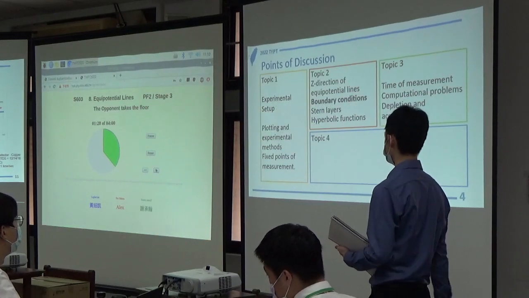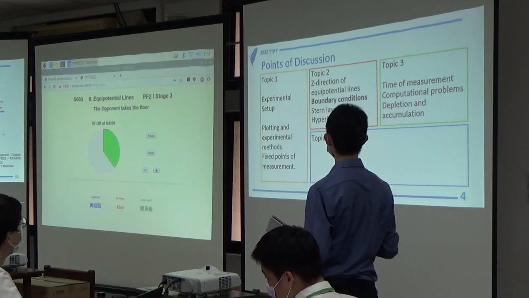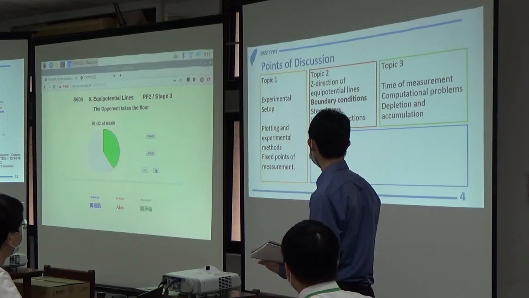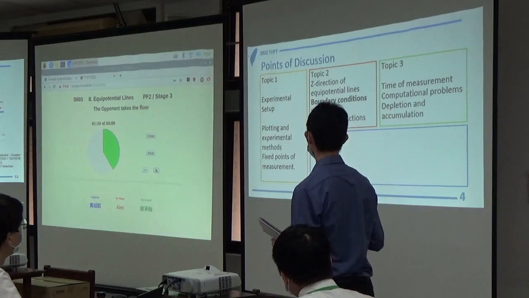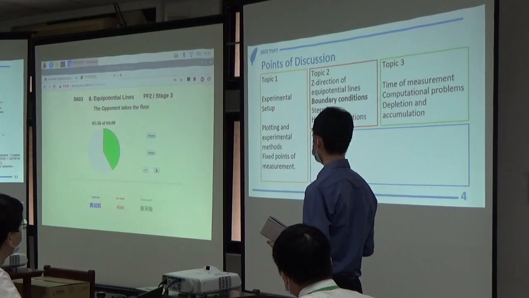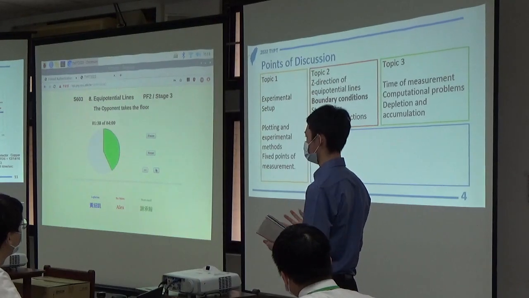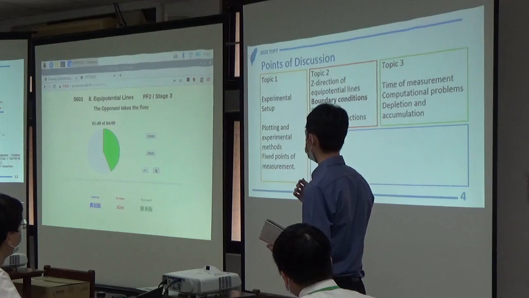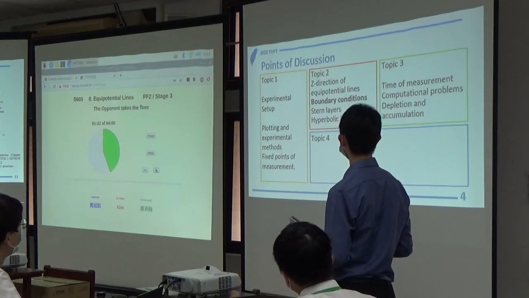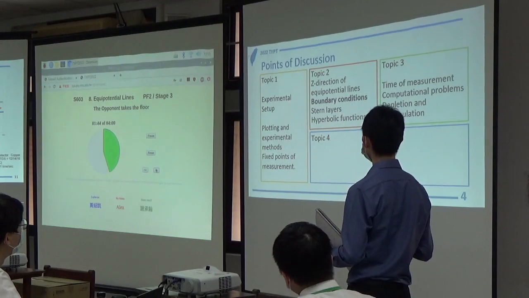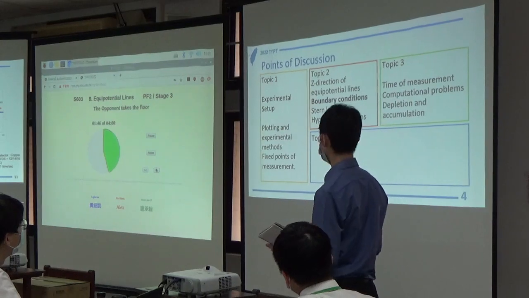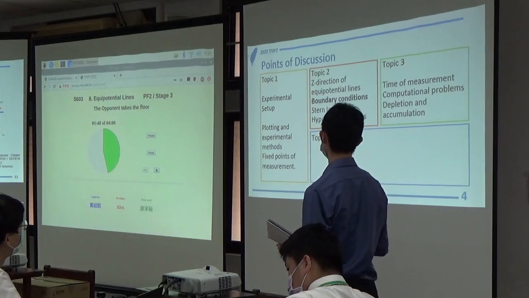So here will be our points of discussion. First, we'll talk about multiple points. First, we'll talk about our experimental setup. We'll discuss your plotting and experimental methods, and I would like to, again, verify that you use fixed points of measurement, which I think do not contribute too much to the quality of the graphs. Topic 2 will first briefly cover the z direction of equipotential lines, why you omitted that.